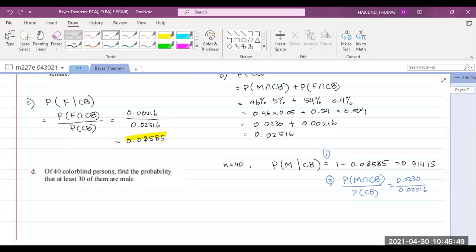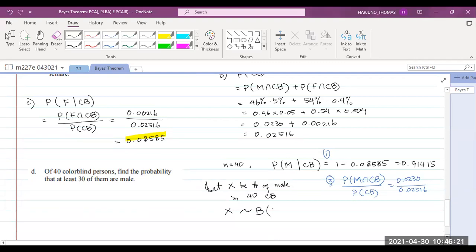Okay, now coming back to the main story. Let X be the number of males in 40 colorblind persons. Then this X will be binomially distributed, right? It's either male or not male. Okay, they are colorblind. It's just the question here, are they male or not male?